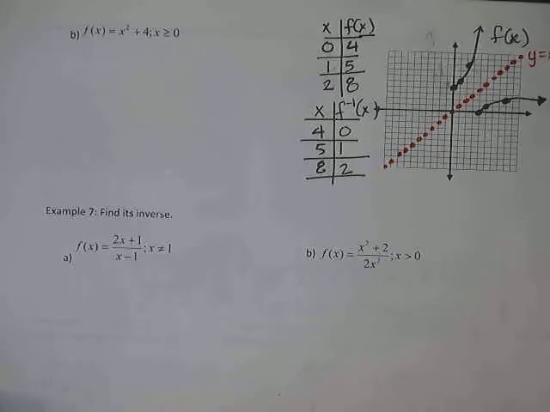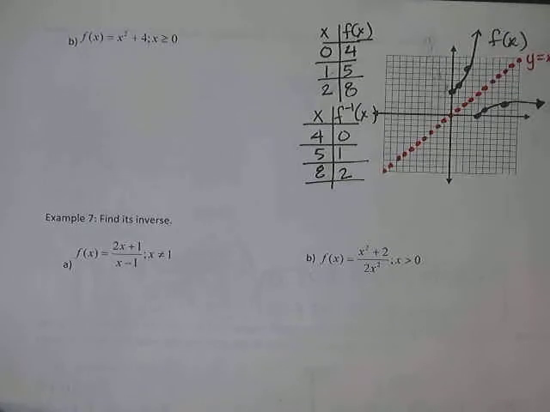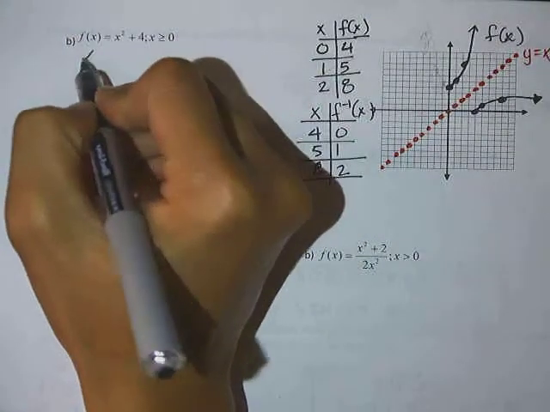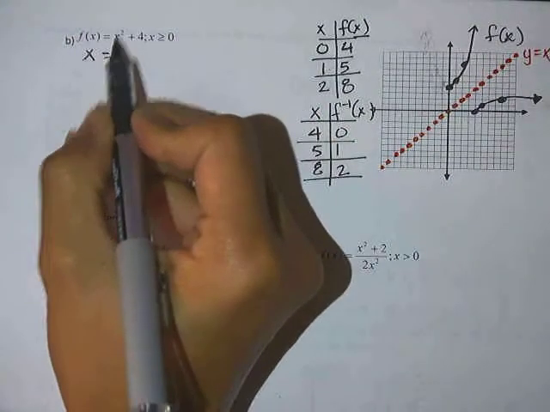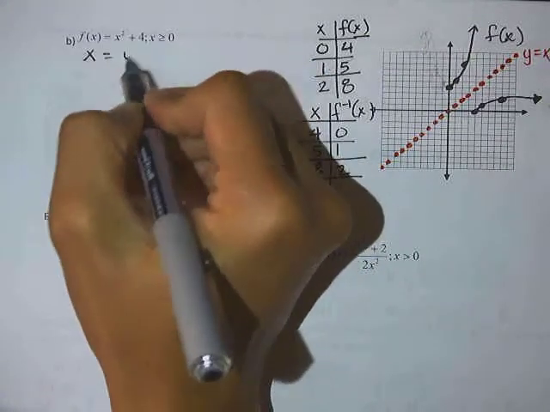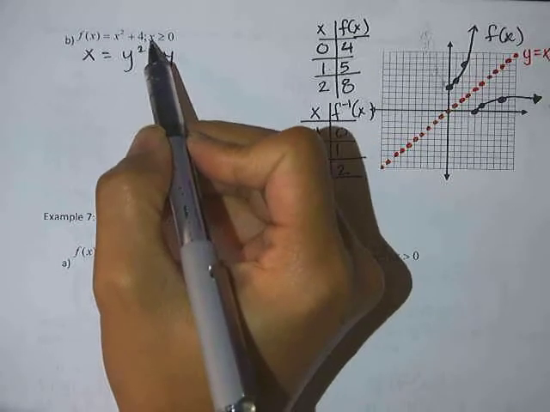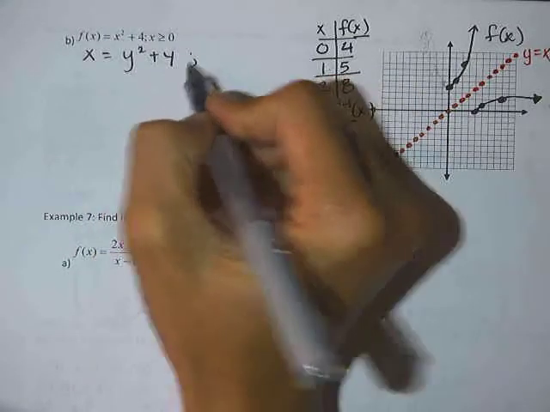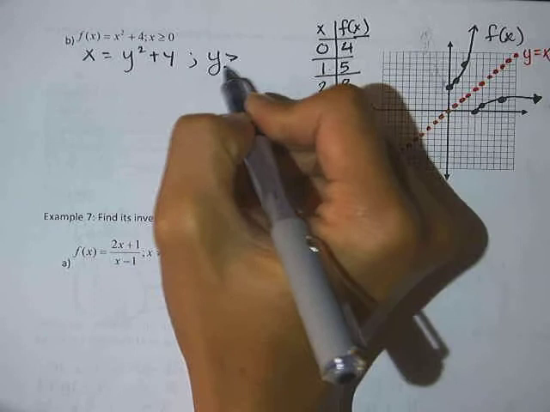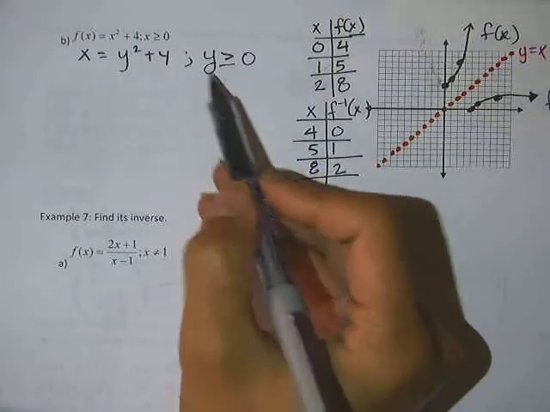So now my difficult task is to find the inverse function. We're going to switch x and y. So this is y equals x squared plus 4, and we're going to go x equals y squared plus 4. This had a restriction of x is greater than or equal to 0. We now have a restriction of y is greater than or equal to 0. This is pretty much your range.